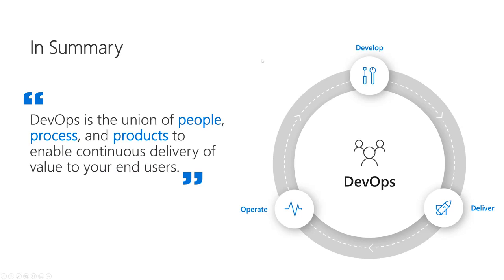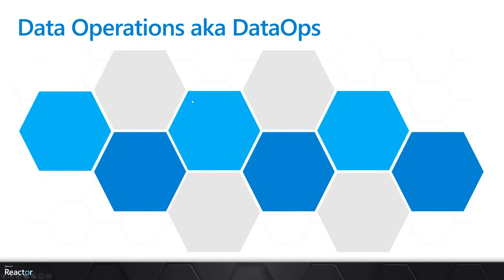All right, so if I were to summarize everything that I just talked about in terms of DevOps, we really are talking about people, process, and products that come together to enable continuous delivery of value to our end users. I think if anything you get out of this particular presentation, get that definition down. That's what we're talking about, delivering value to everybody. So in a nutshell, that is DevOps, very high level for everything that we talk about.